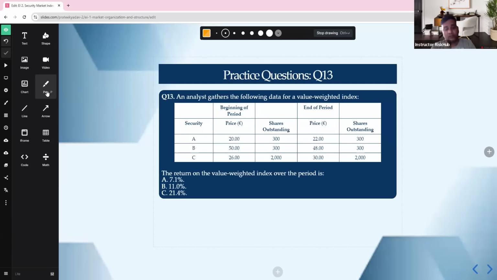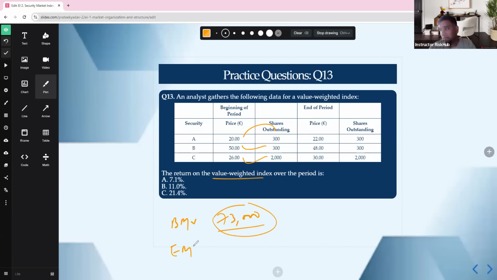So now going to this question, your analyst gathers the following data. Now we are looking for the return on the value weighted index, right? So if you're trying to get the return, it is the ending market value divided by beginning market value minus 1, right? What is the beginning market value? First you multiply 20 into 300, 15 into 300, 26 into 200. Once you multiply, you get 73,000, this whole thing. This is your beginning market value.